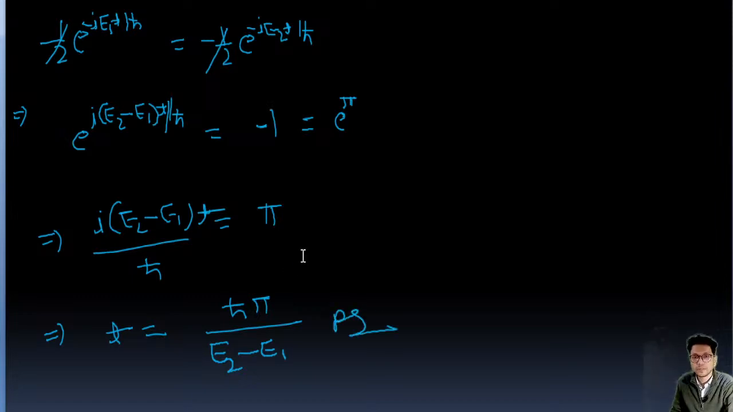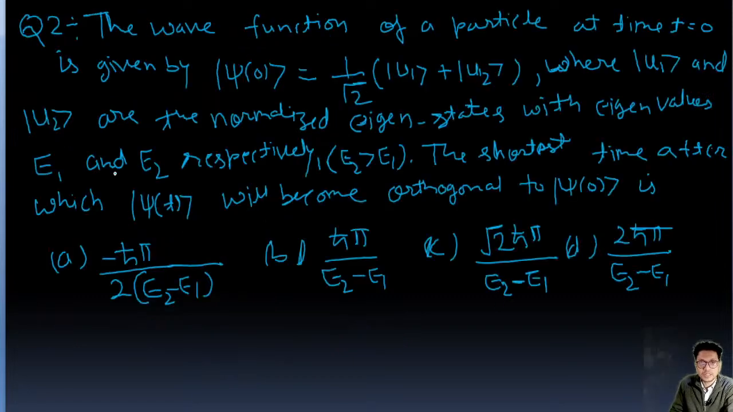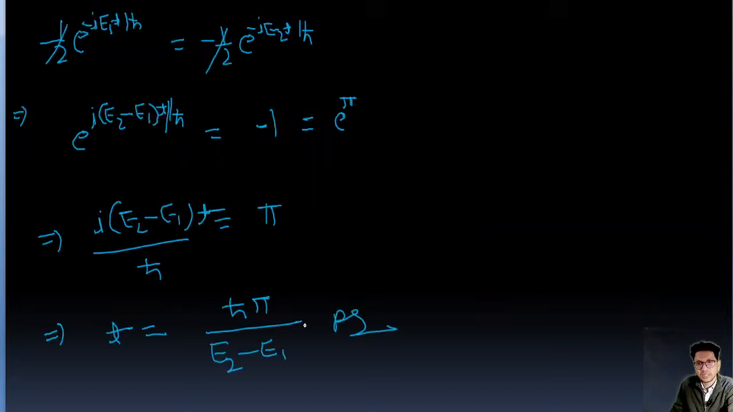Okay, so which option is matching? Let's see. So option B is the correct one, h cut pi upon E2 minus E1, right? This is h cut pi upon E2 minus E1. So option B is the correct option. I hope guys you understood the question and solution. Okay, so now question number third we are going to solve.